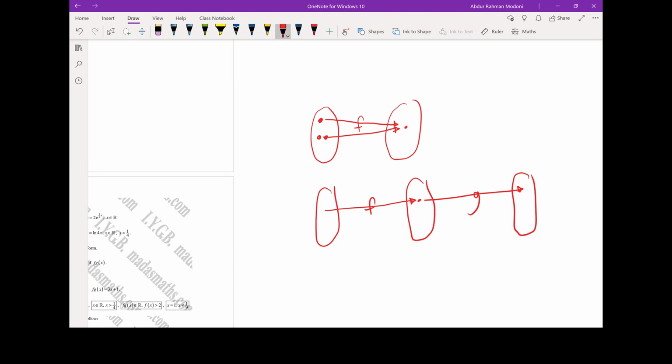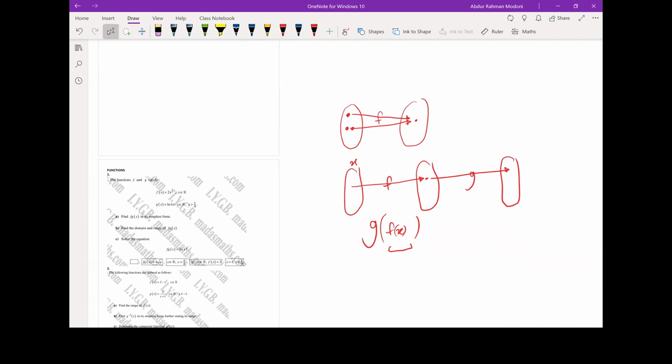So what function is applied first? f. So f is applied to the input x, and then that f of x, this output, becomes the input to the function g, which may be written like this: g with f of x inside a bracket, indicating that this is the input to g and x is the input to f. That's why we write g first, because actually you're applying x into f, followed by f of x into g.